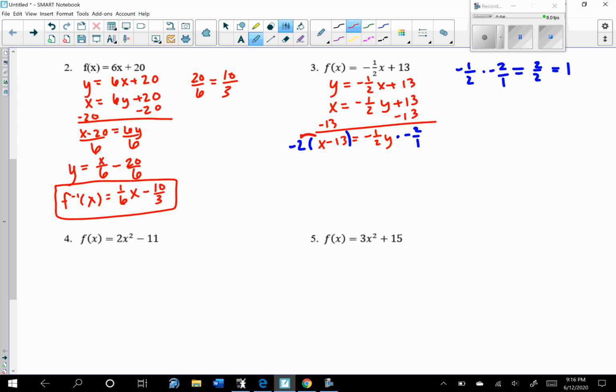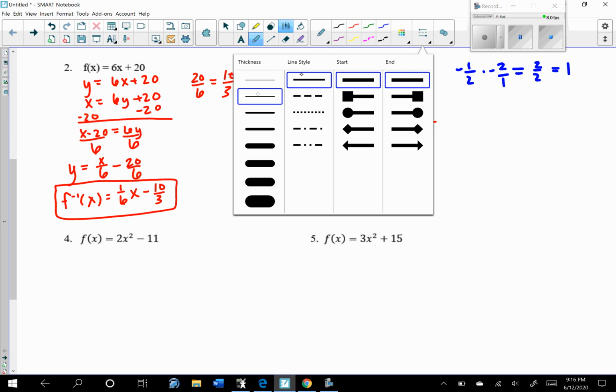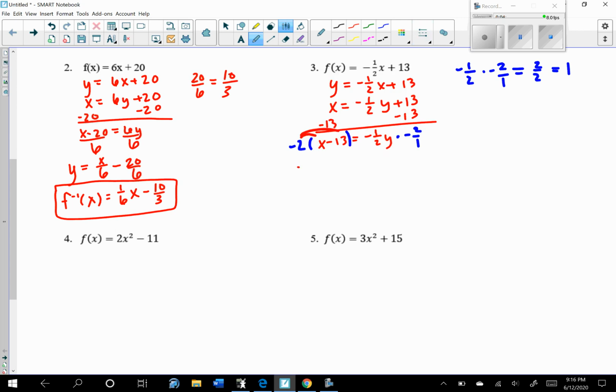So I want to distribute here. I get negative 2x, and again, negative times a negative is a positive, so plus 2 times 13 gives me 26. And remember, this negative 2 over 1 times negative 1/2 is just 1, which means we have solved for y equals, and now I just need to write it in my inverse function notation.